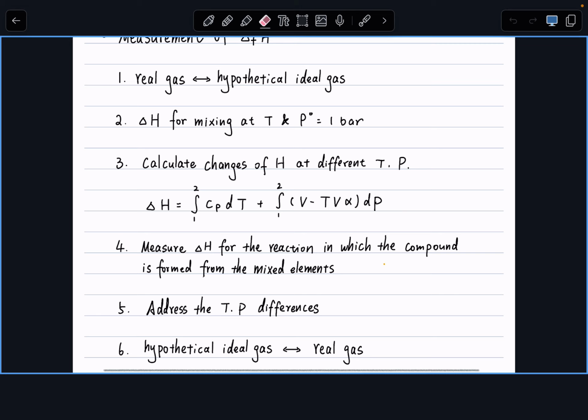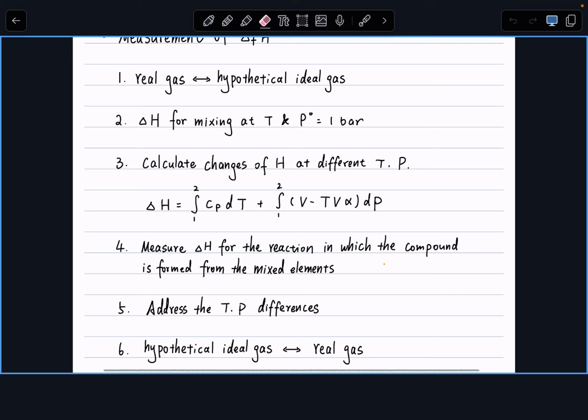This one we won't talk too much in this lecture. It's just knowing that we have a way to measure the delta H for mixing of these reactants. Third step. Remember, these are at standard state, or 1 bar and 298 Kelvin. But in our reaction, we're not necessarily performing the reaction at 1 bar and 298 Kelvin, right? For example, in calorimetry, we may want to perform the reaction at much higher pressure, like 80 bar. So we need a way to translate this temperature and pressure into the actual reaction temperature.